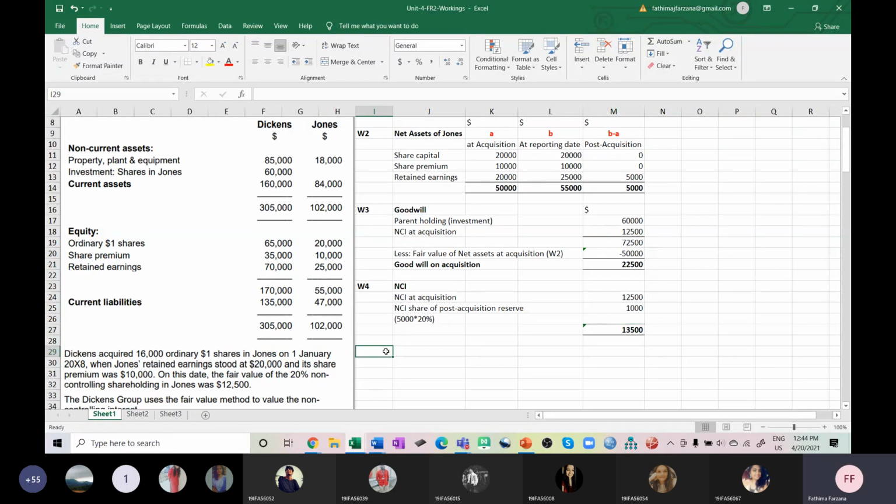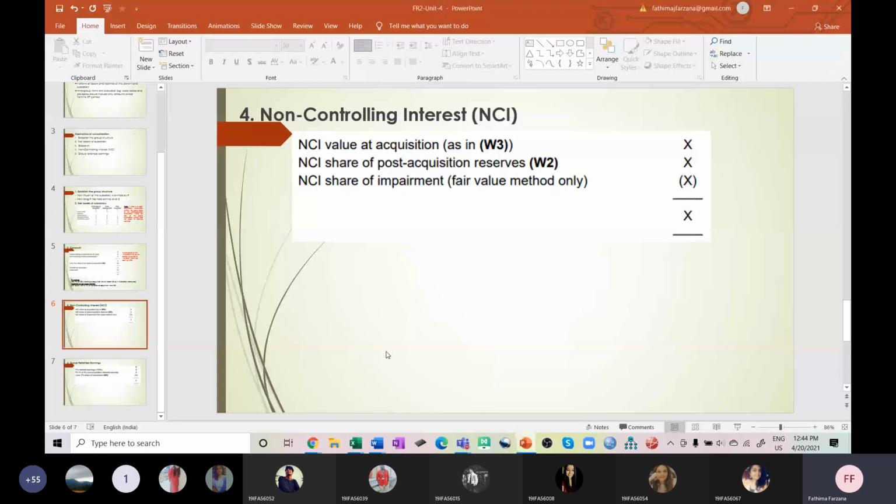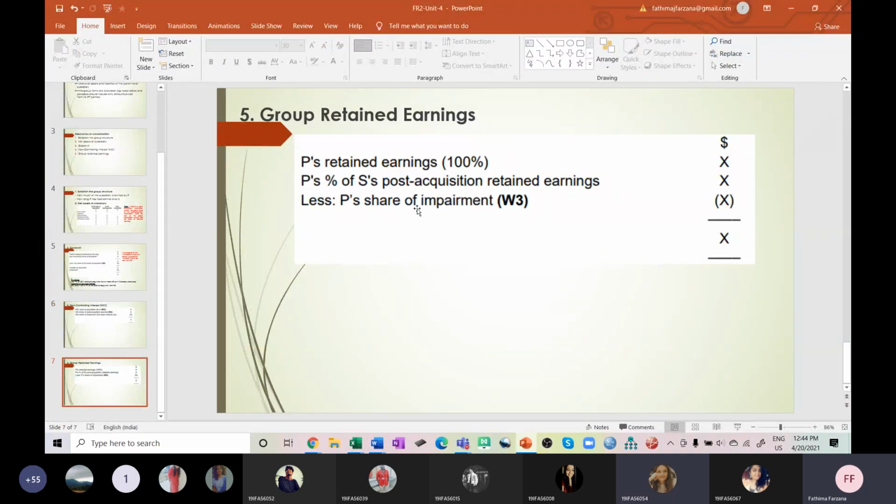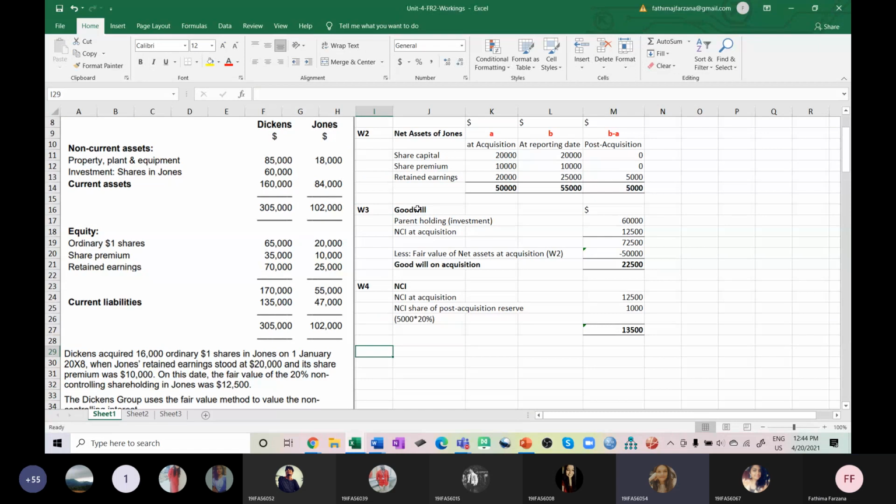Okay, the fifth working. So let me show that once. See here, group retained earnings. When we speak about the post-acquisition NCI, this non-controlling interest share of post-acquisition reserve, this part you have about 1,000, 5,000 into 20%. See, you got it.